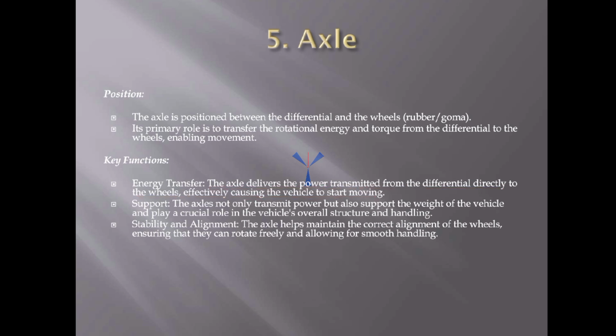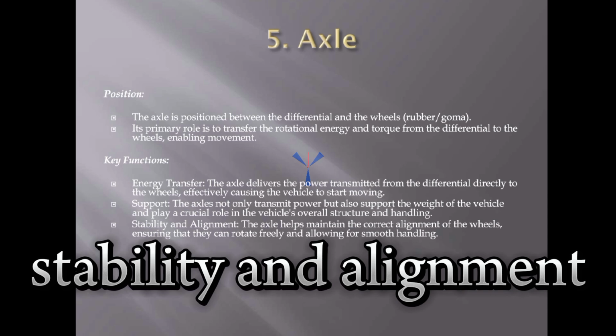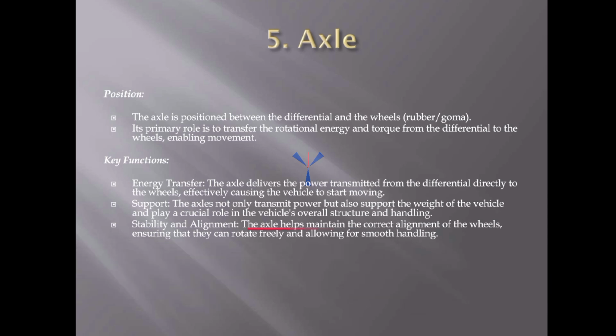The other function of the axle is support. The axle not only transmits power but also supports the weight of the vehicle and plays a crucial role in the vehicle's overall structure and handling. The other is stability and alignment. The axle helps maintain the correct alignment of the wheels, ensuring that they can rotate freely, allowing for smooth handling.